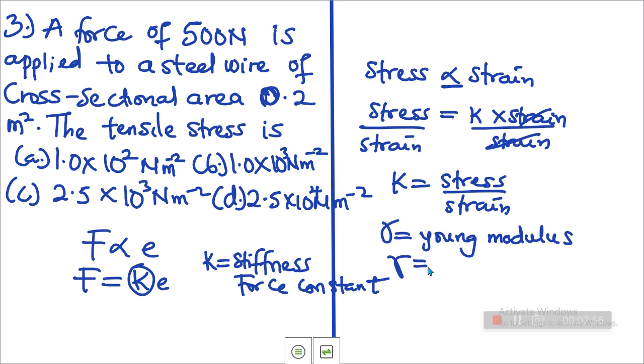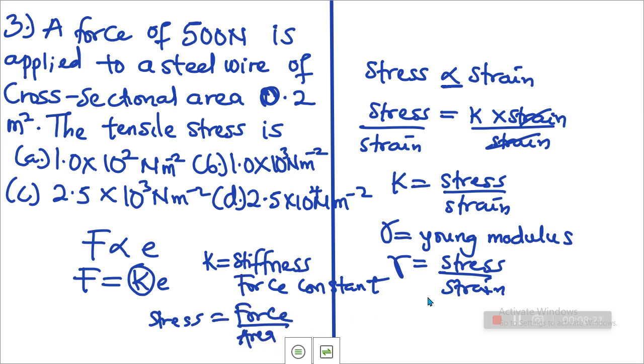Now this is stress over strain. Now what is stress and what is strain? Stress is equals to force over area, while strain is equals to the extension over length. So that's the strain. I hope you understand.